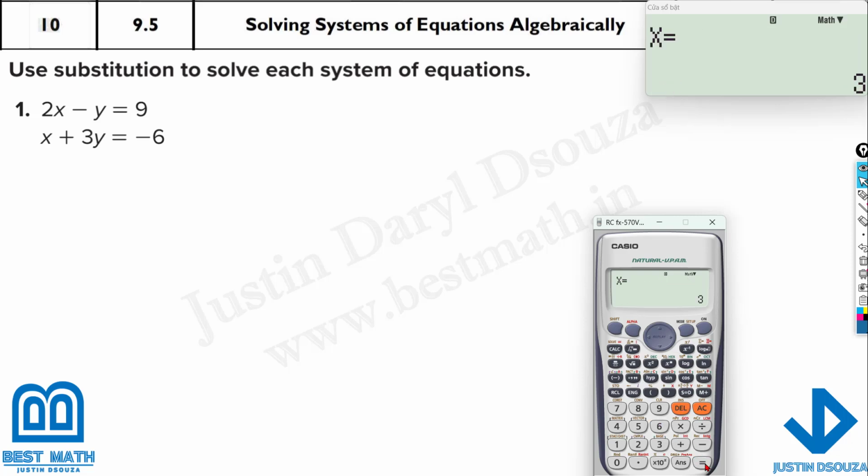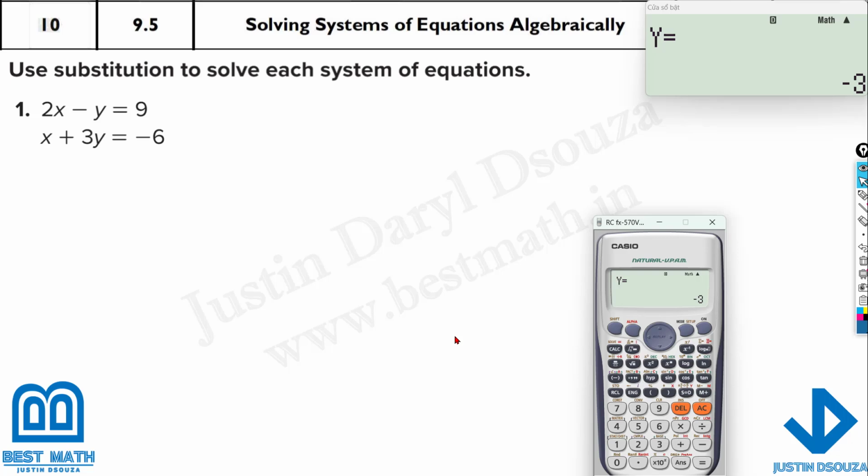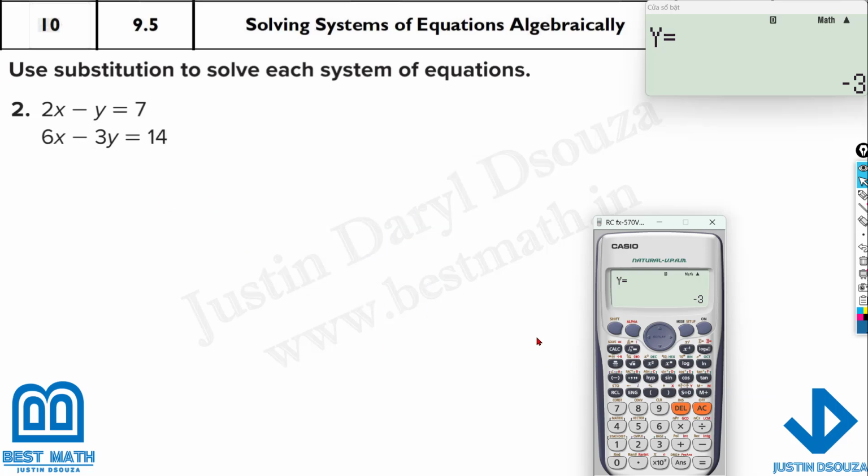When you press equal to, you get 3 and -3. That will be the solution. Even if you solve it algebraically, over here are the steps, the final answer will be the same. It was positive 3 for x, and for y, the second term is -3. Similarly, you can try all these problems. They are just the same.